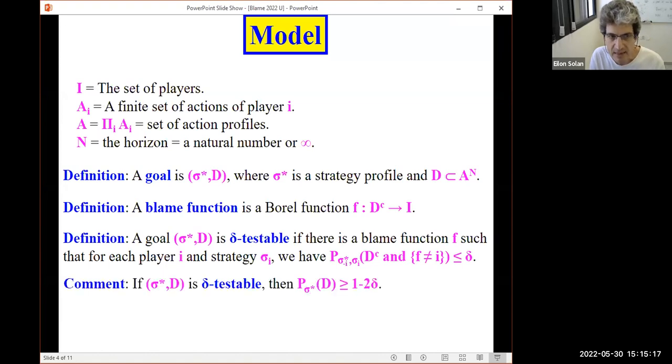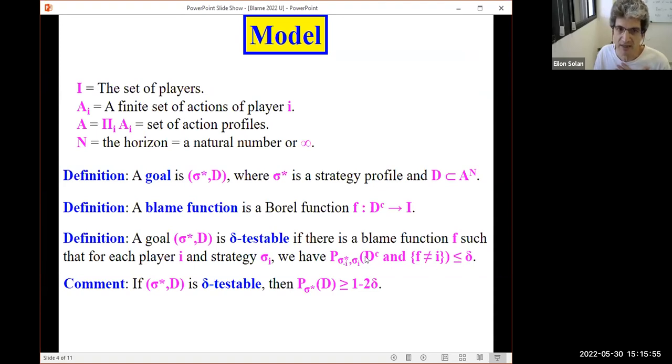So one comment is that if a goal is delta testable, then the probability of D under the honest strategy sigma star is high, at least 1 minus 2 delta. This follows from the definition of testable: simply plug in sigma star instead of sigma i. So the probability under sigma star of the complement of D, and we do not blame Eilon, is at most delta.